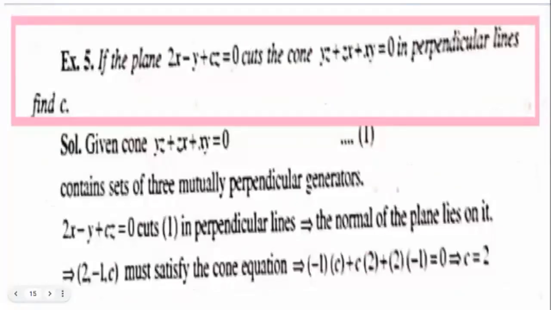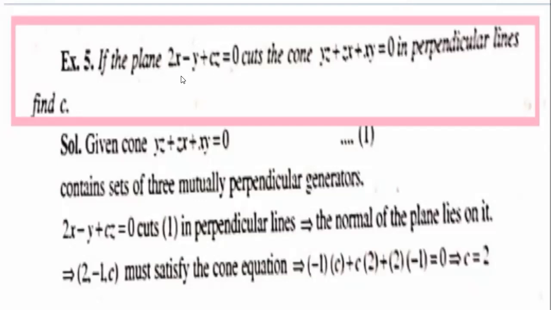If the plane cuts the cone in perpendicular lines, then find c. So the plane is cutting the cone. The plane as well as the cone are passing through 0, 0, 0. Further, this plane contains the sets of three mutually perpendicular generators, 2x minus y plus cz equal to 0. That is one of the perpendicular lines. Therefore, the normal to the plane lies on it.